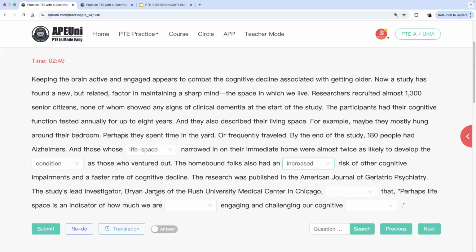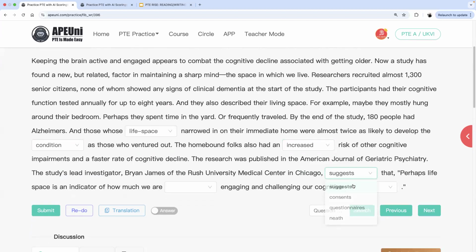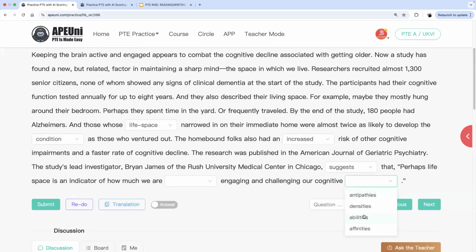Okay. Brian James of the Rush University Medical Center in Chicago dash that. It's easy. Suggests that. Yeah. Perhaps the space is an indicator of how much we are dash engaging and challenging our cognitive dash. So we are good here. I think this is more easy. Cognitive health, cognitive abilities. It's a collocation. Cognitive abilities.